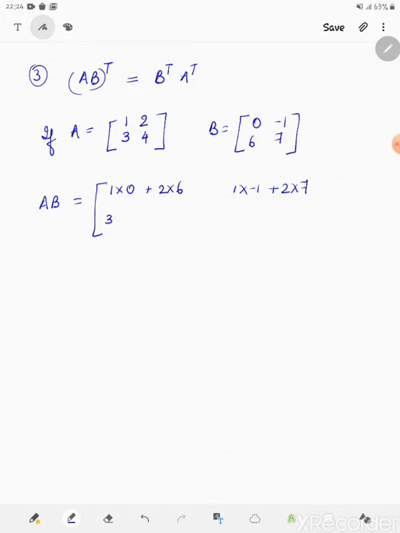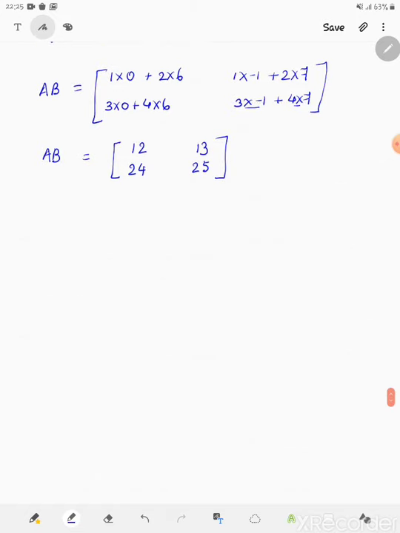Second row will include 3 into 0 plus 4 into 6, and the next component A22 will be 3 into -1 plus 4 into 7. So this is our AB, which will be equal to 0 plus 12 is 12, -1 plus 14 is 13, 0 plus 24 is 24, and -3 plus 28 is 25. Okay?